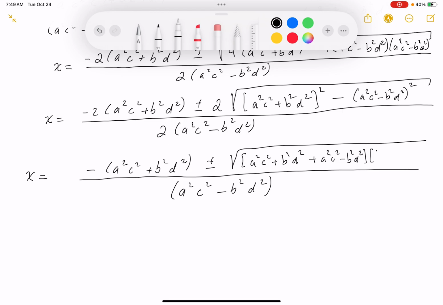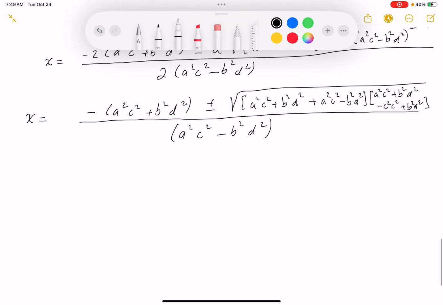So you get a squared, I got to jam it in here, a squared c squared plus b squared d squared. Now I'm going to subtract away, minus a squared c squared, and minus a minus is plus, so plus b squared d squared. All right? Yeah, I jammed it in. Let's keep writing it. And what do you get? Let's write this down.